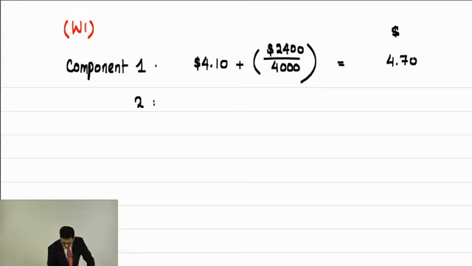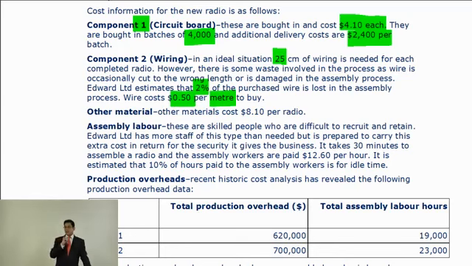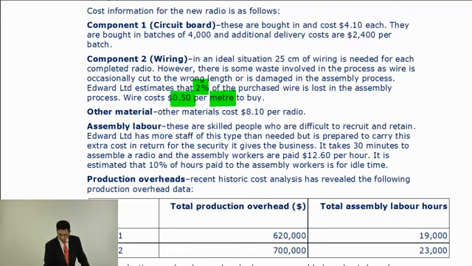Then the component number 2. Okay, component number 2 is wiring. In an ideal situation, 25 centimeters of wiring is needed for each completed radio. However, there is some waste involved in the process, as wire is occasionally cut to the wrong length or is damaged in the assembly process. Okay, so generally we need 25 centimeters, but some wire is damaged in the cutting process. Edward Limited estimates that 2% of the purchased wire is lost in the assembly process, and wire costs 50 cents per meter to buy. Now there are two little complications in here. Okay, you might have noticed already.